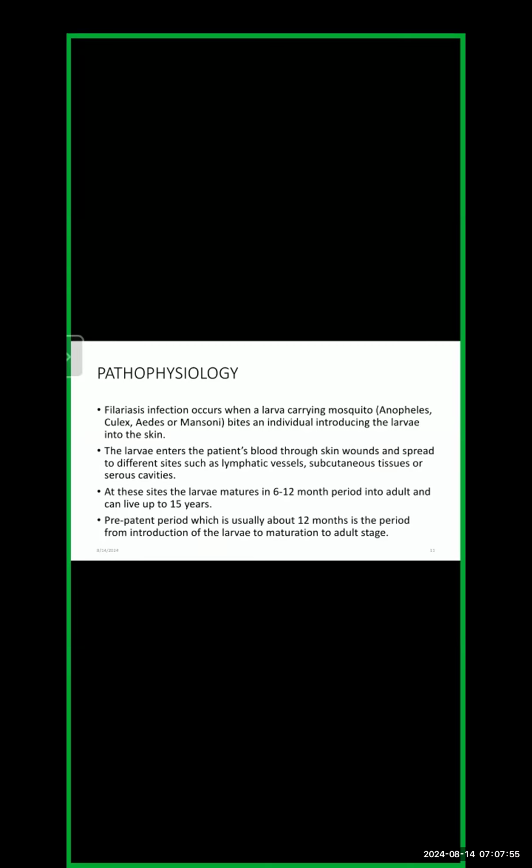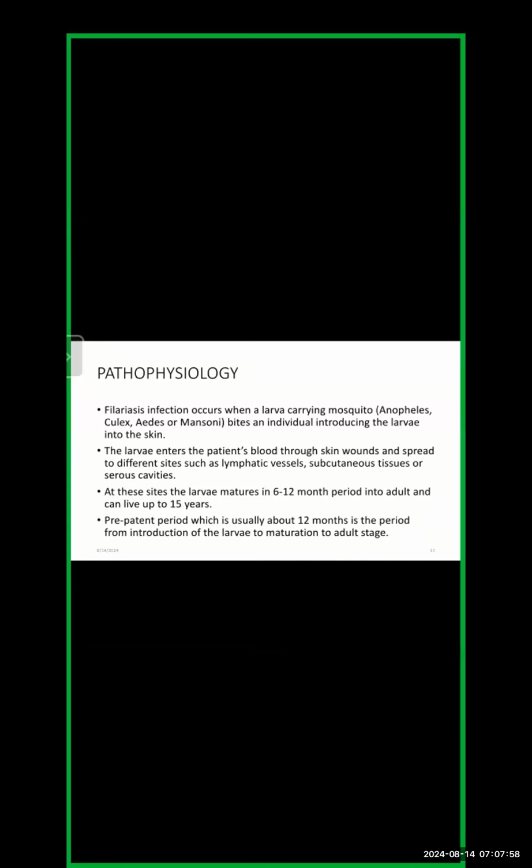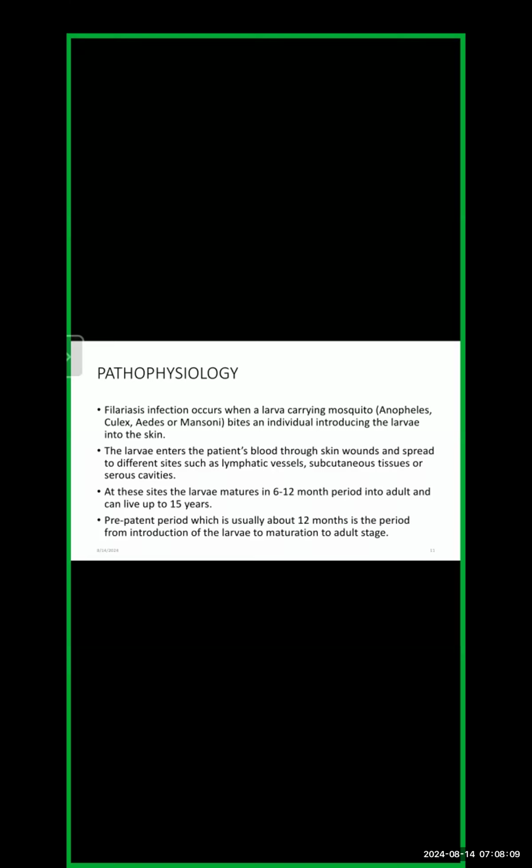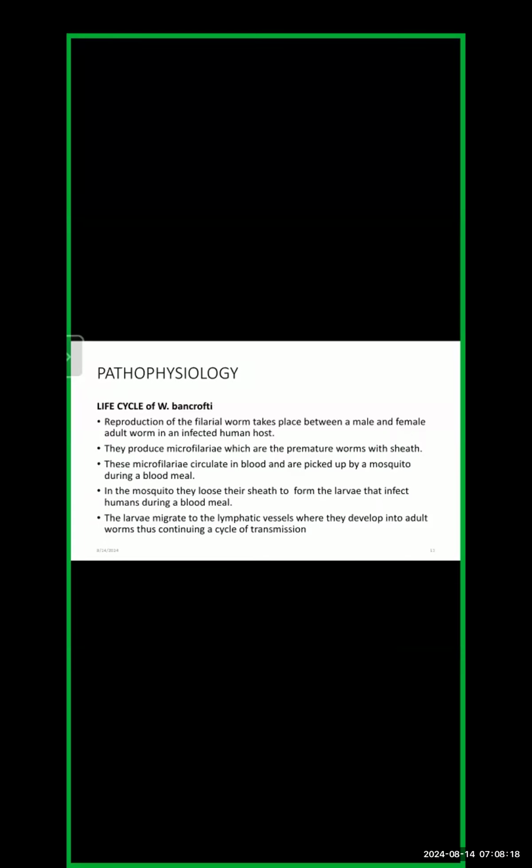By way of the pathophysiology, filariasis infection occurs when a mosquito carrying the larva bites an individual, introducing the larvae into the skin. The larvae enter the patient's blood through skin wounds and spread to different sites, such as the lymphatic vessels, subcutaneous tissues, and serous cavities. At these sites, the larvae mature in 6 to 12 months into an adult and can live up to 15 years in the lymphatic system. The pre-patent period, which is usually about 12 months, is the period from the introduction of the larvae to the maturation to the adult stage.